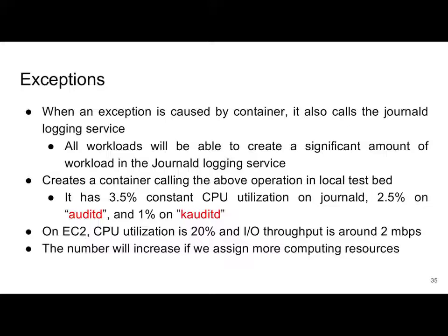In an EC2 server, the number is much bigger due to better I/O performance. We observe an average CPU utilization of about 20%. We also find that the average I/O throughput is around 2 megabytes per second on a journal process, while the I/O throughput is 0 in our container. This number will increase if we assign more computing resources to the container.